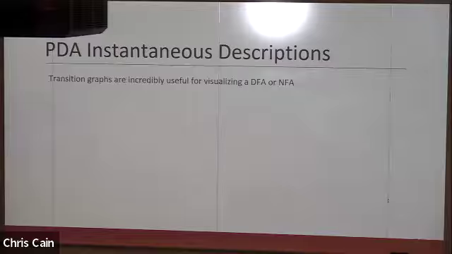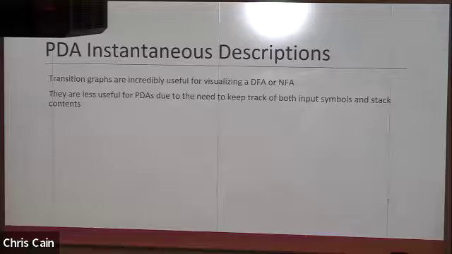So as we can see, transition graphs are super useful for visualizing regular language automata, but less useful for visualizing context-free languages. It is a nice visualizer, but keeping track of three things on a transition is a little bit more challenging to represent and to read in general. So we're going to use an instantaneous description format to potentially read this as well.